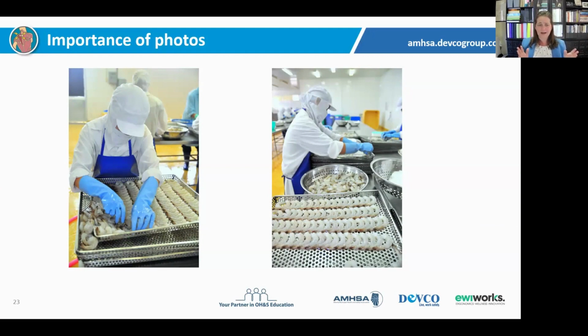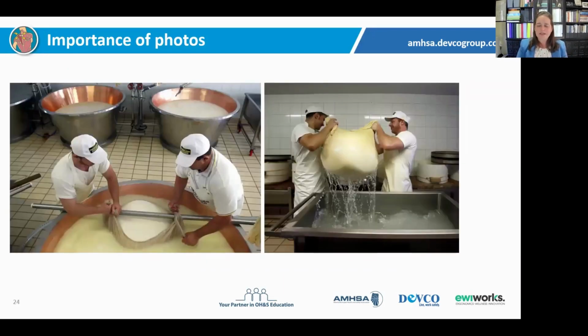I think if you're comparing the picture on the left to the picture on the right here, you can see that you can look at back angles, you can look at neck angles, you can look at shoulder angles. You really get more of a picture of what kind of requirements, what kind of demands are required of the worker in the photo on the right compared to the one on the left. In the photo on the left, you can see that they're reaching forward, but you don't know what else is going on.